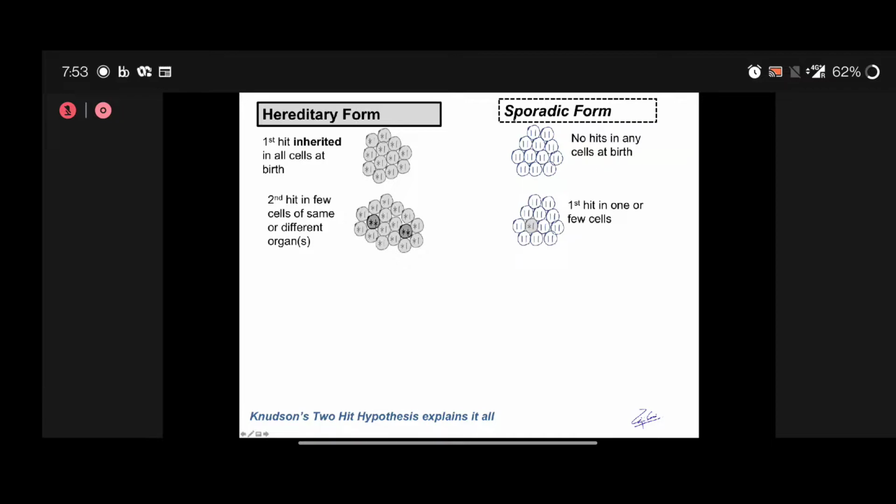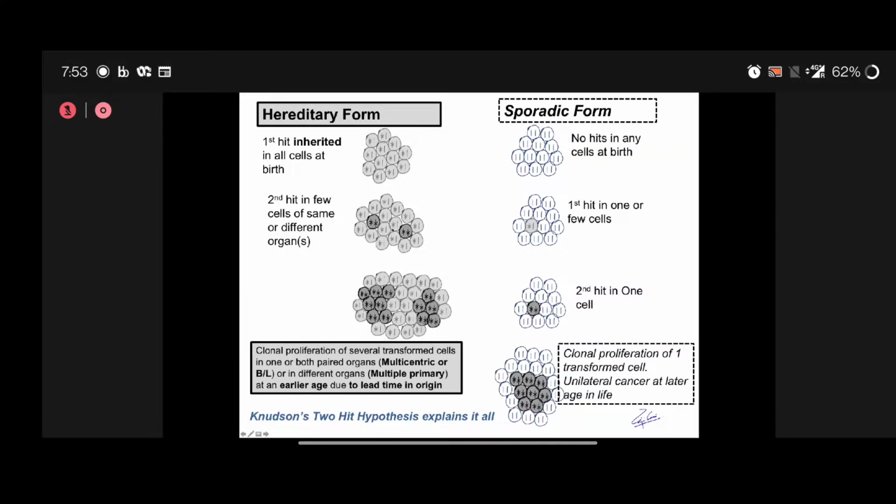Then in the hereditary form, just a second hit happens in a few cells of the same or a different organ. It may happen just in the retina or some muscle cell. Whereas in the sporadic form, the first hit is in one or a few cells. That is happening because mutations are probabilistic. Then the second hit is in one cell. If the second hit happens in the same cell in the sporadic form, then that is transformed. Whereas here, because every cell had a single hit, the second hit is very common. So clonal proliferation of several transformed cells in one or both paired organs. That's why in the hereditary form, very often you get multicentric cancers or bilateral cancers or multiple primary cancers.